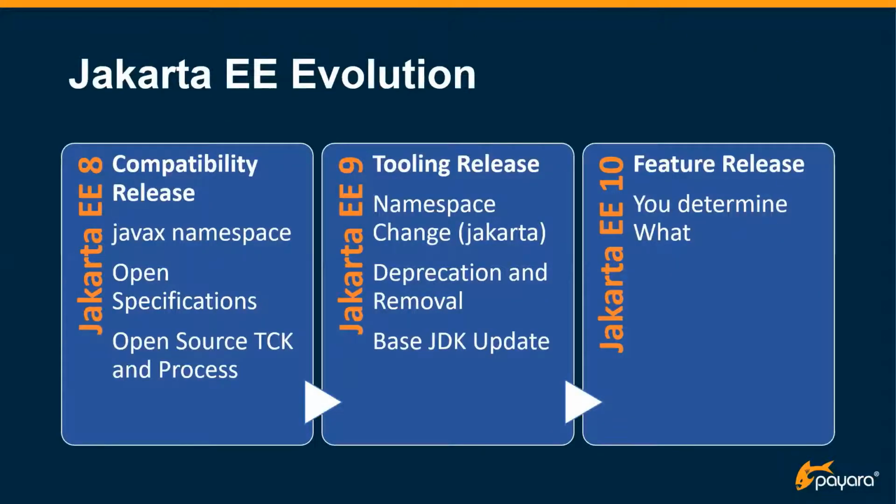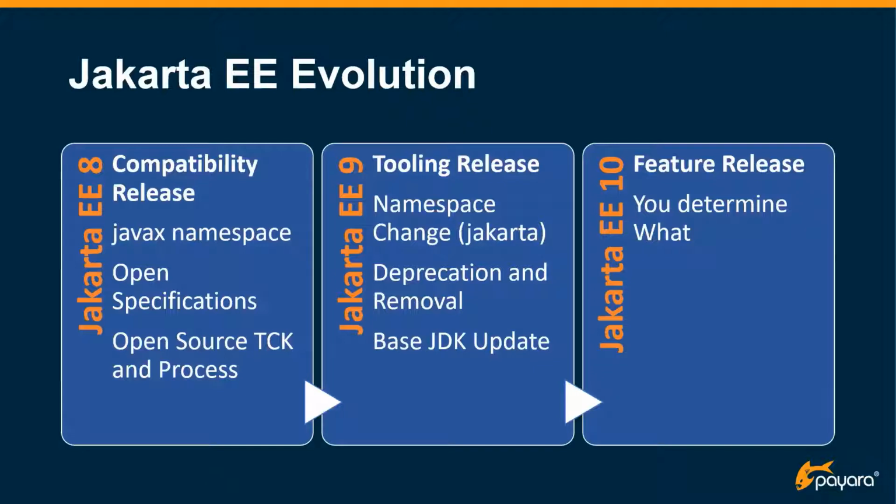Just to recap a little bit of where we are. Jakarta EE 8 was out in September, and that was the compatibility release, based in the javax namespace. The big thing is that we have open specifications managed through the Eclipse Foundation specification process, an open source TCK, and an open source development process. That completed the evolution of the specifications and APIs from the JCP. And now we're in the phase of creating Jakarta EE 9.